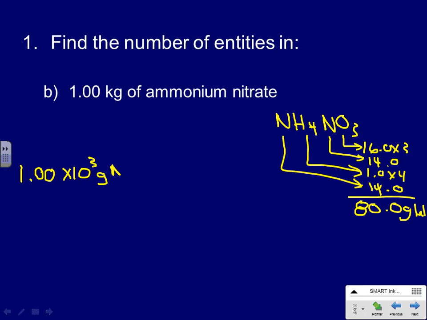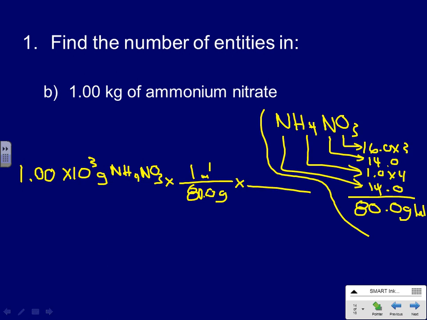And that is NH4NO3. On the bottom, I need the 80 grams. Whoops, I didn't want a decimal place in there. I'll squeeze a 0 in there. 80 grams, 1 mole. And I am really tight for space. I've got to get rid of the moles. 1 mole, 6.02 times 10 to the 23 entities. Okay?